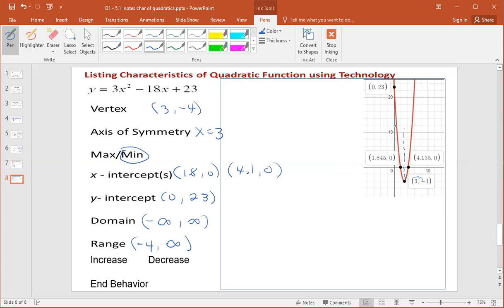Okay, increasing. All right, so 3 is the dividing line here. The part that's increasing this time is the right half, so the increase is from 3 to infinity. And the decrease is the left side, which is negative infinity to 3. And both ends point up, so that means they are both going towards the positive.